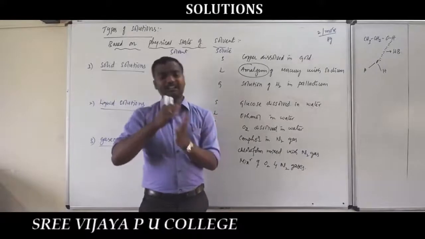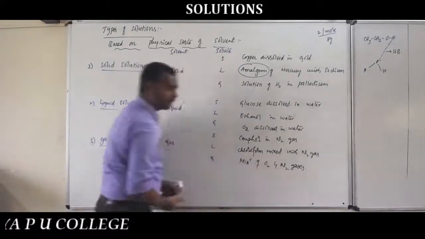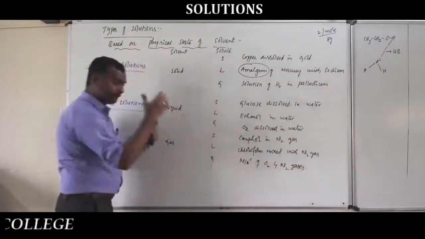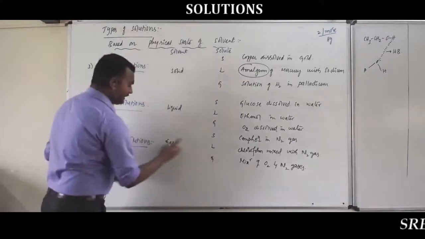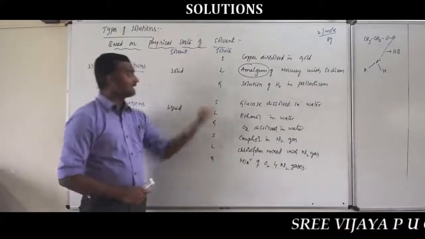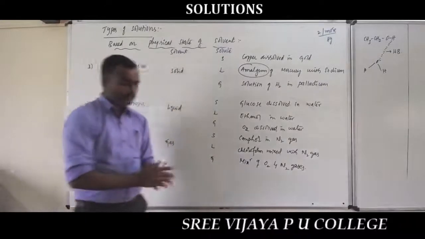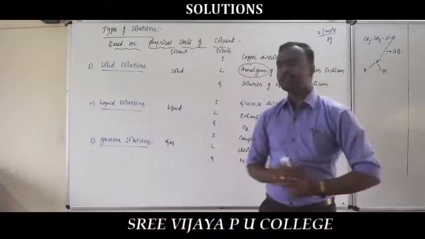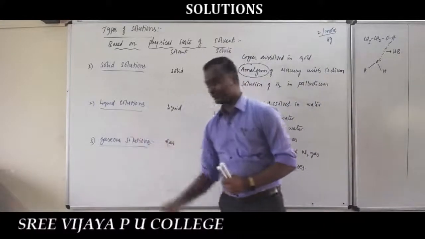So oxygen and nitrogen are both mixed, so again it is taken as a homogeneous mixture, that is, obvious in a single phase. It is seen in one phase, all the gases are mixed. So therefore that is the example for gaseous solution in which gas is a solute and the solvent is also gas. So broadly there are three types: solid solutions, liquid solutions and gaseous solutions.